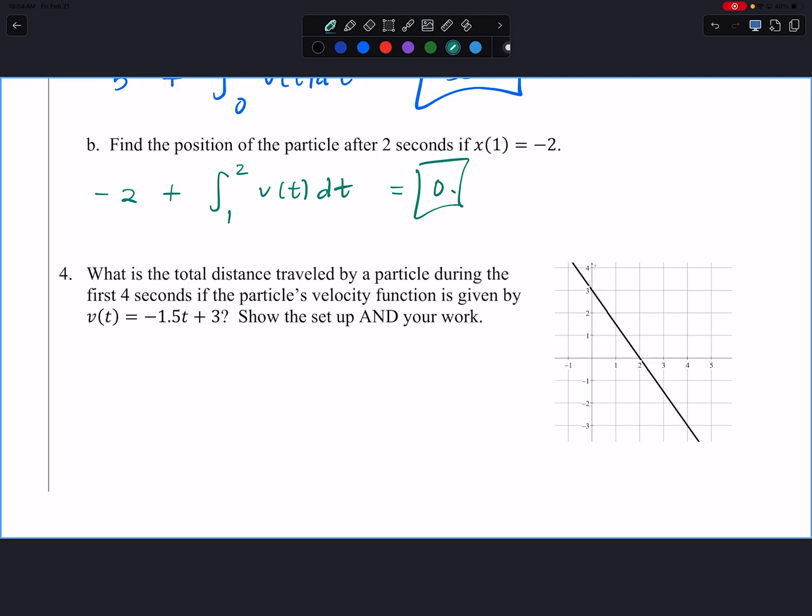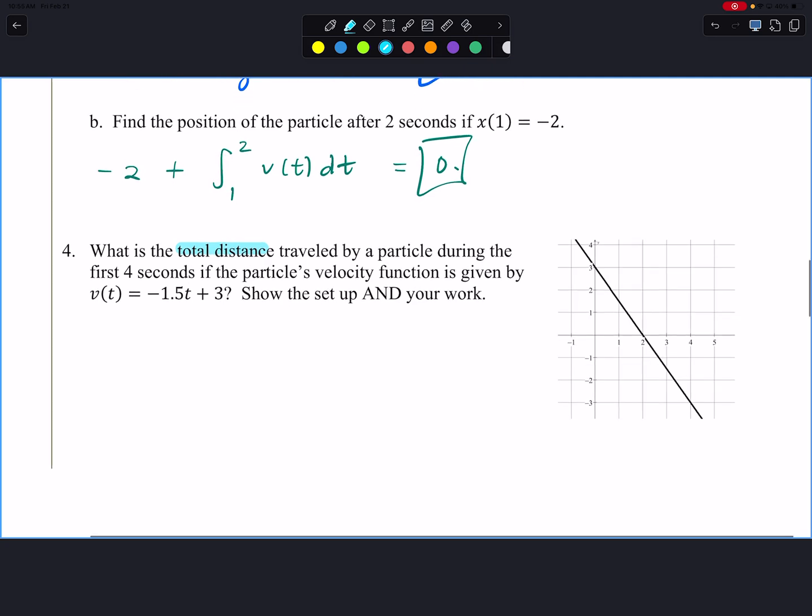So it says, what is the total distance traveled by the particle during the first 4 seconds if the particle's velocity function is given by v of t is equal to negative 1.5t plus 3? Show the setup and your work. So do you guys agree first 4 seconds is from time t equals 0 to time t equals 4, right?